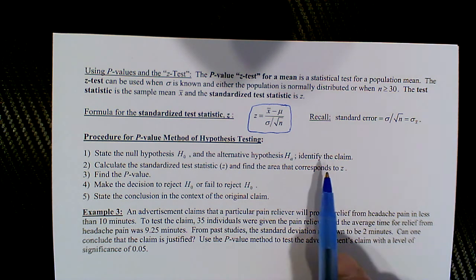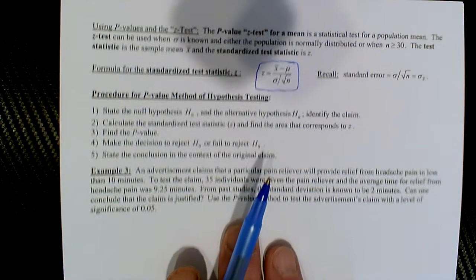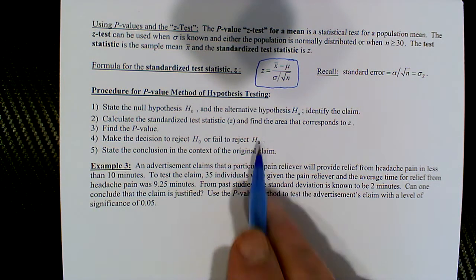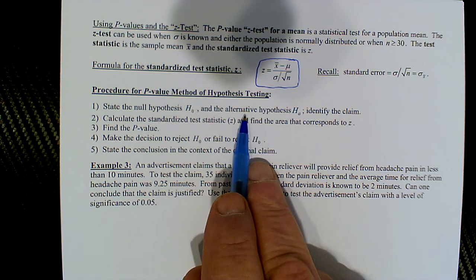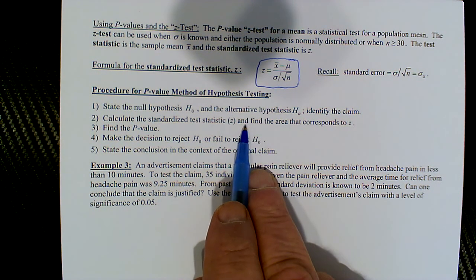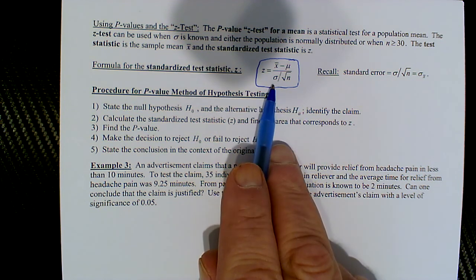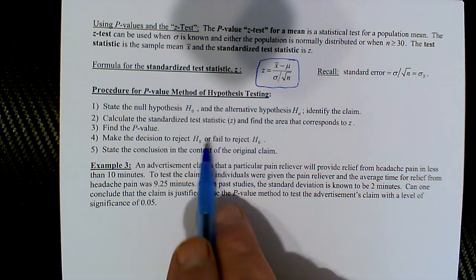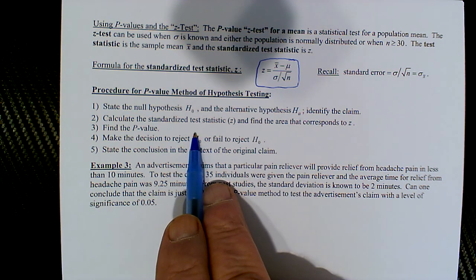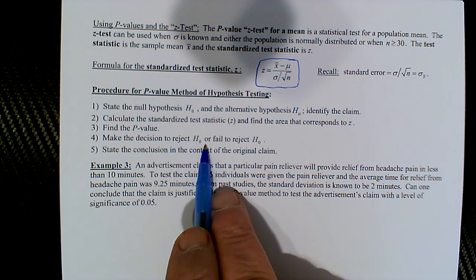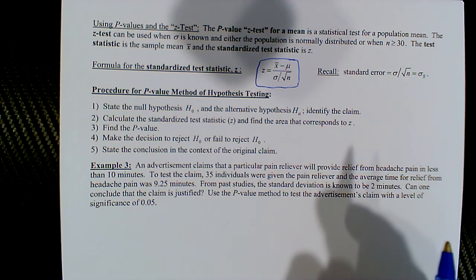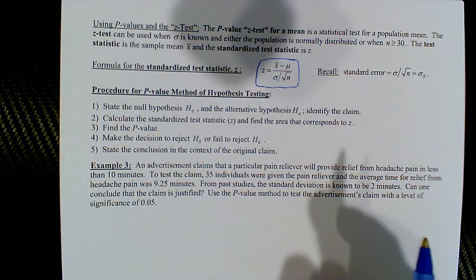But here's the 5-step procedure. First step, state hypotheses, identify the claim. So we did that in section 7.1. Calculate the standardized test statistic, so we'll be using this formula. And we'll find the p-value like we just did. Then we'll make our decision to either reject or fail to reject, like we just did. And then state our conclusion like we did in section 7.1. Okay, so here's our first example of the 5-step hypothesis testing procedure.